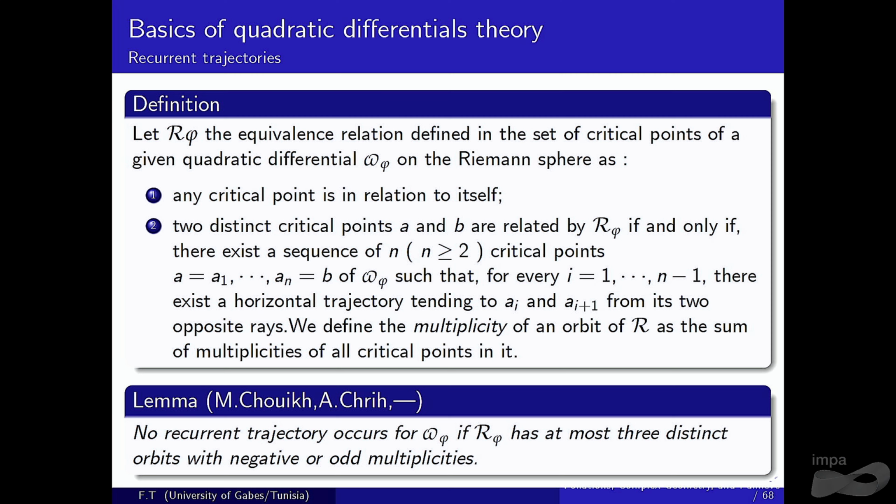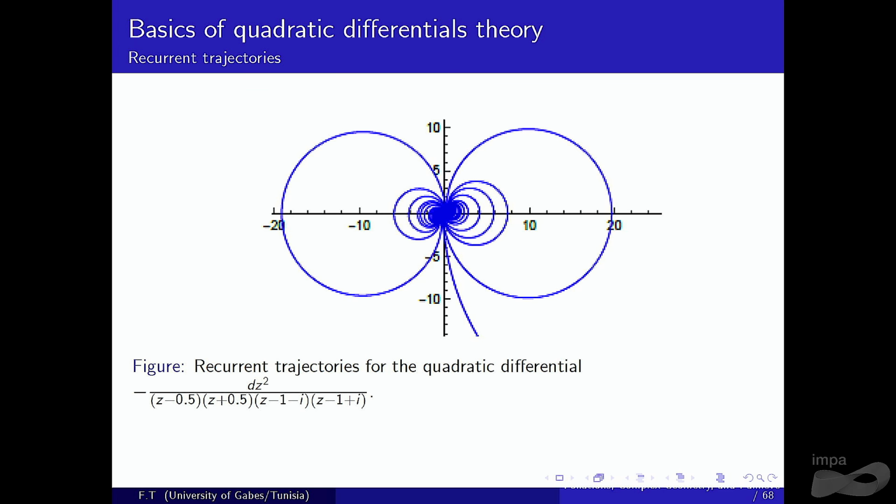And then we have this result: no recurrent trajectory occurs if, and of course, I forgot to define the multiplicity of an orbit. We define it as the sum of multiplicities of all critical points inside this orbit. In this case, no recurrent trajectory occurs for our quadratic differential if we have at most 3 distinct orbits with negative or odd multiplicity. Maybe I show, this is the figure of a case of recurrent trajectory.